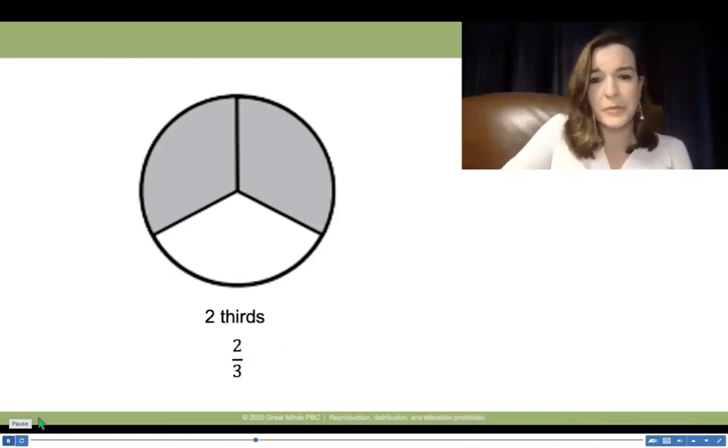We can also write 2/3 as the sum of the unit fractions, like this. And we can read this in 2 ways. We can either say 1/3 and 1/3 makes 2/3, or 1/3 plus 1/3 equals 2/3. Now it's your turn to try. Get your whiteboards ready.